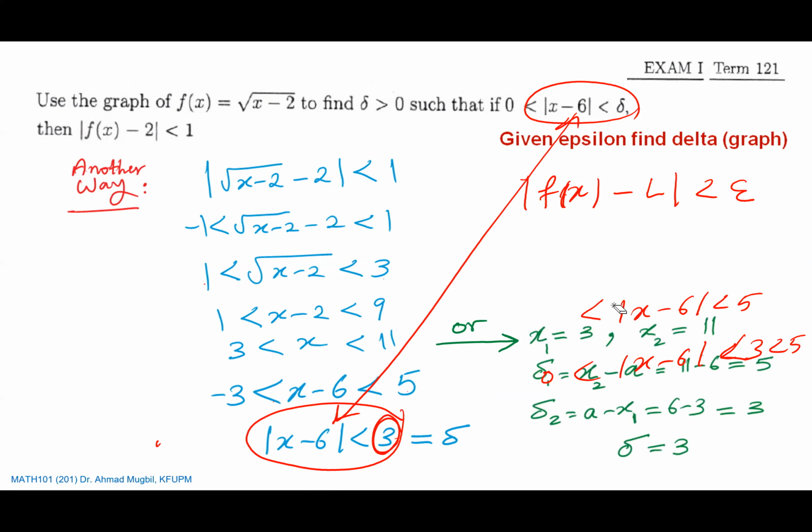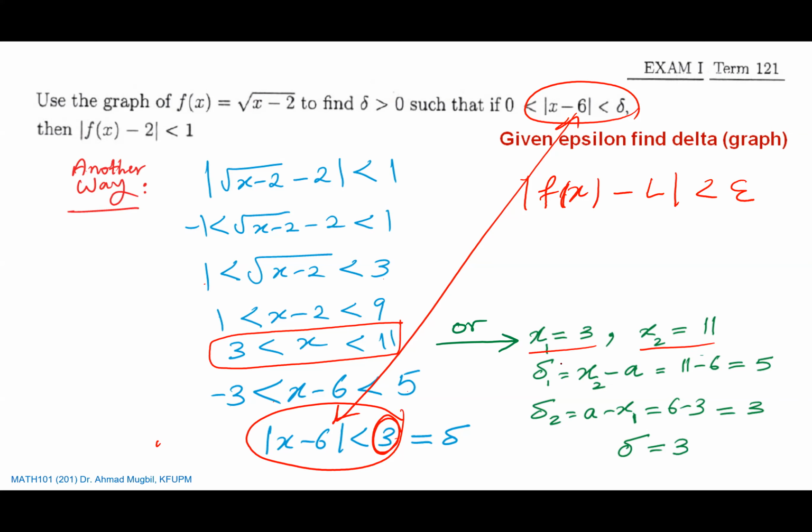Of course, there is another way that you can do it to find delta, which is similar to what we did in the previous slide. Now you have x equals 3 or 11, so this is 11. Now the distance between A, what is A? A is 6. So what is the distance to 3? Between 11 and 6, it is 5. And between 6 and 3, the other one, it is 3. You will choose the smaller. So you can do it this way or that way. It is up to you.